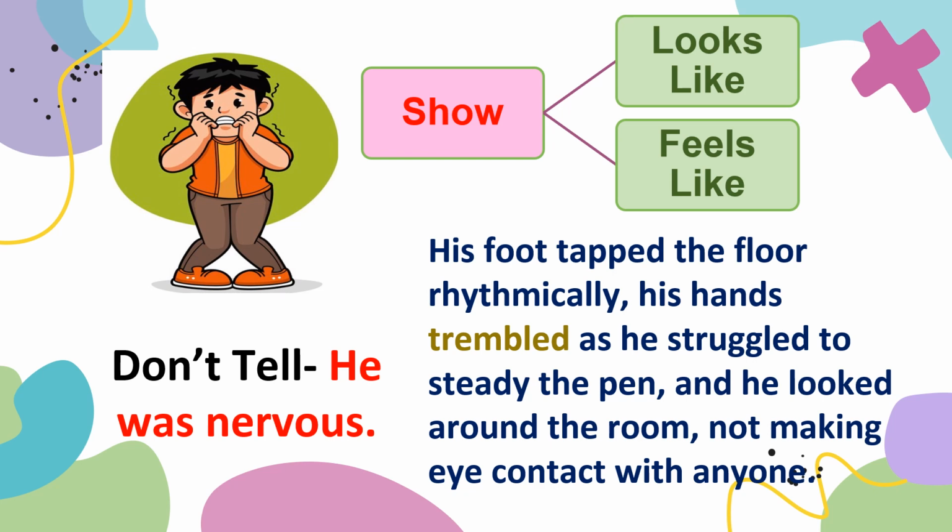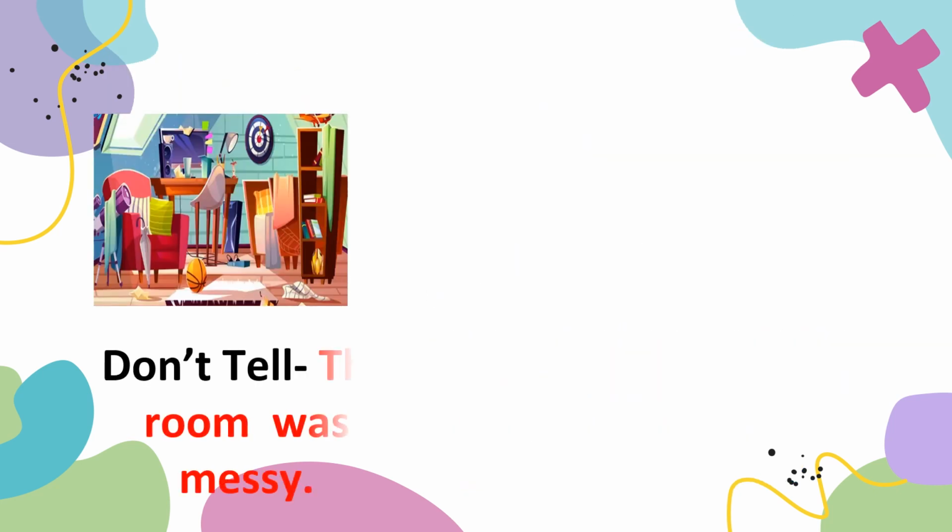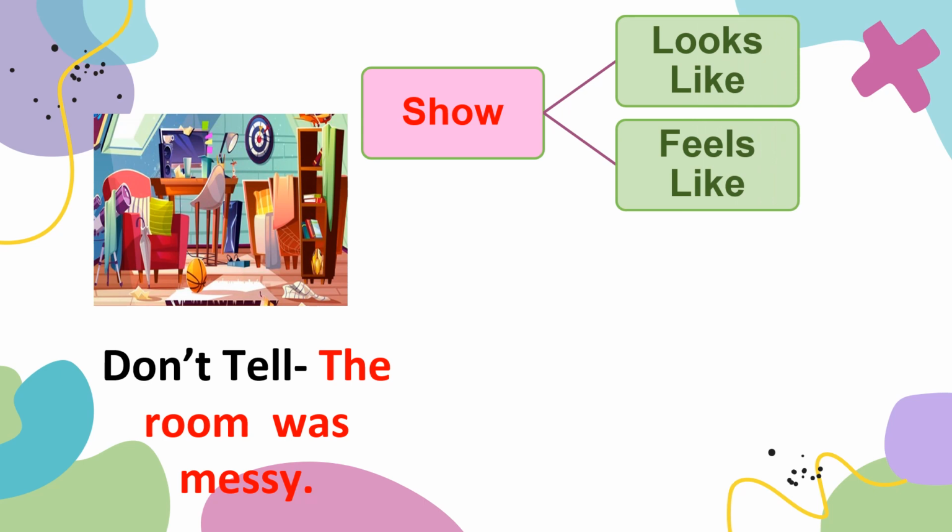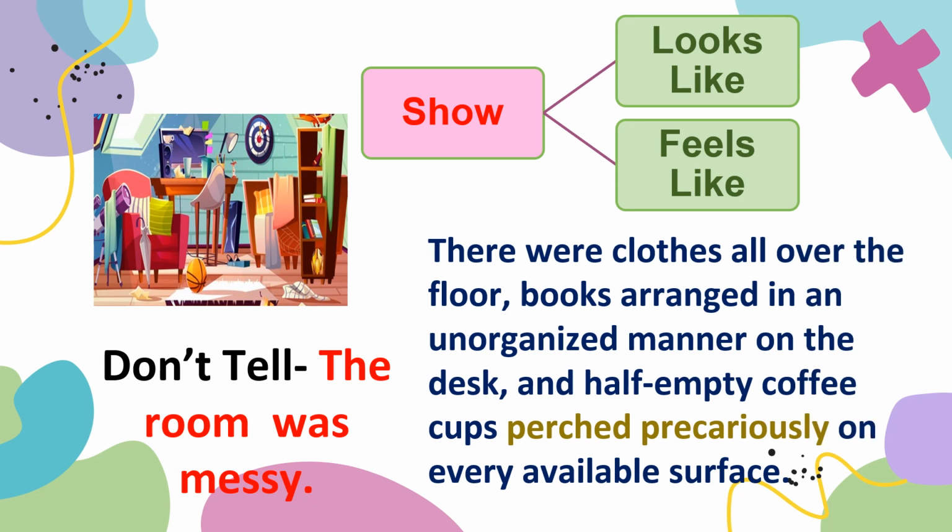Let's move on to another example. Look at this picture and what comes to your mind? Exactly this. "The room was messy." So we will not tell in our writing. We will show in our writing how the room is messy. So how it looks and feels. There were clothes all over the floor, books arranged in an unorganized manner on the desk, and half-empty coffee cups perched precariously on every available surface.